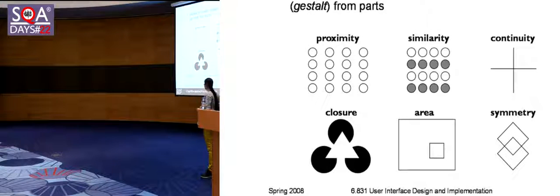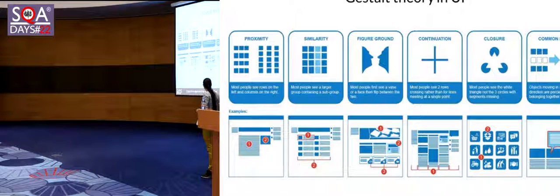And there's the main rules, the main principles. That's proximity, similarity, continuity, closure, area, and symmetry. And that's how our eyes catch the world and objects in the world. And that's also applied to mobile applications. So maybe go to the examples.